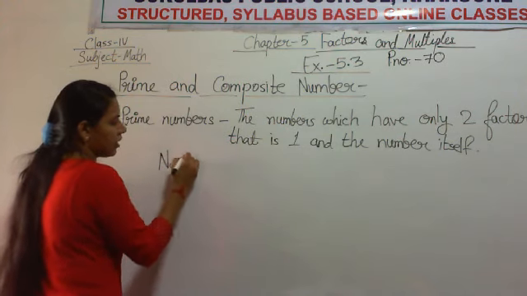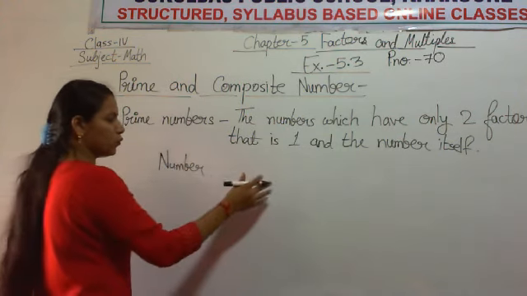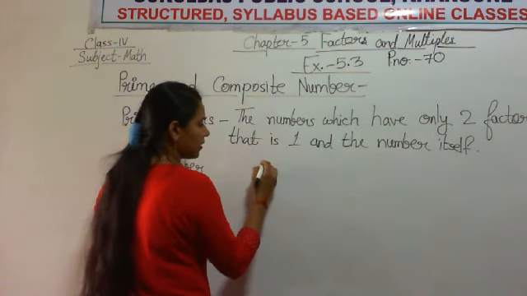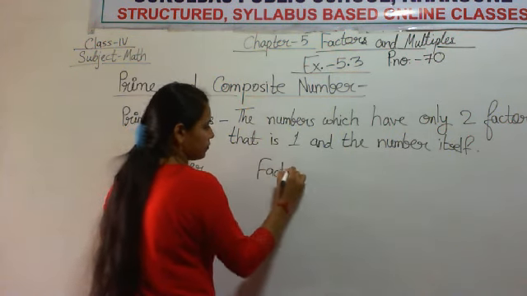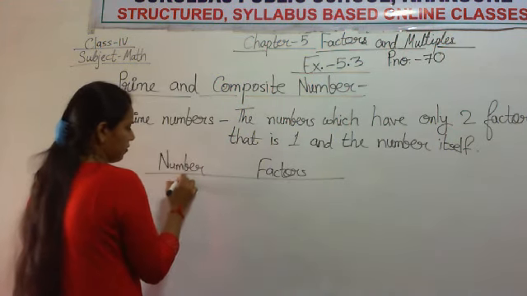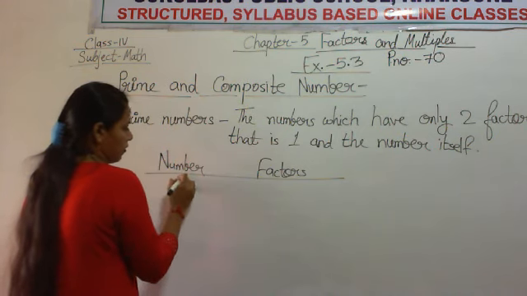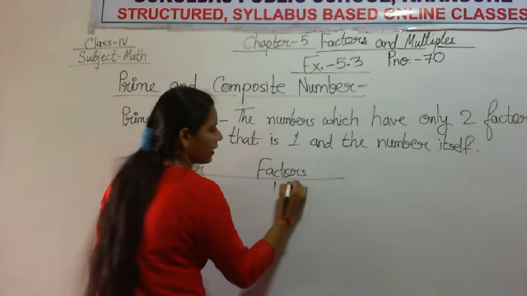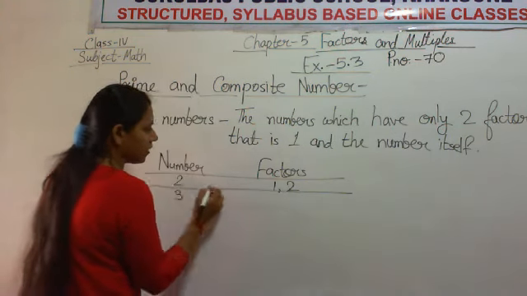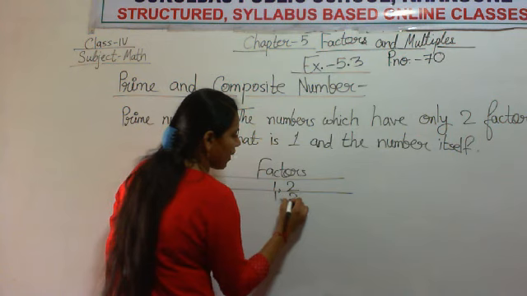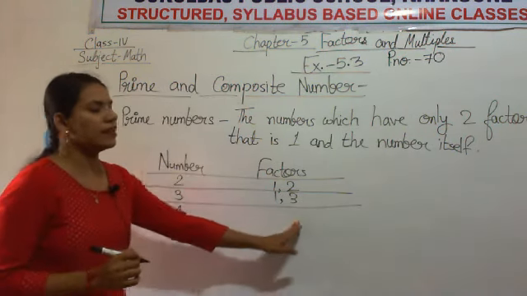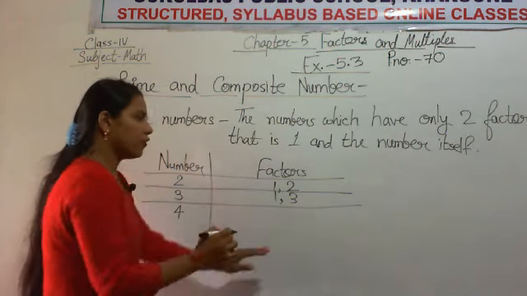Here I am writing number. I am making a table to make you understand what are prime numbers. I am writing number and here I am writing factors. Number 2 has 1 and 2, only two factors. Number 3 has only two factors, 1 and 3.